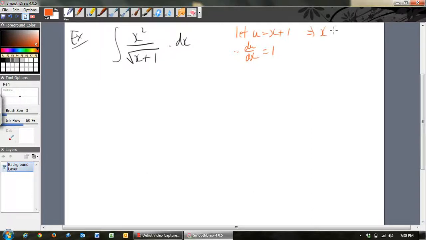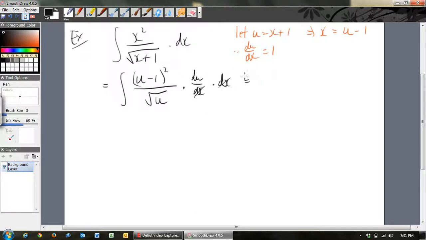And also, what's x in terms of u? Well, we'll just rearrange it, that's u minus 1. Too easy. Now, let's substitute everything into this and let's see if it gives us something that we can integrate. So let's do it. x squared. What is x? x is u minus 1, so this is u minus 1 squared. On the bottom line, we've got the square root of u, and then du dx is there because it's just 1 times dx. Those dx's cancel and you just get du.